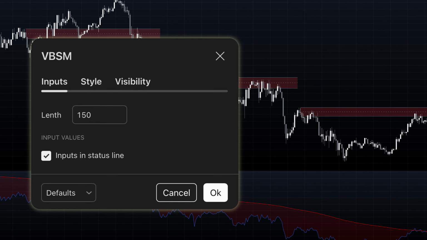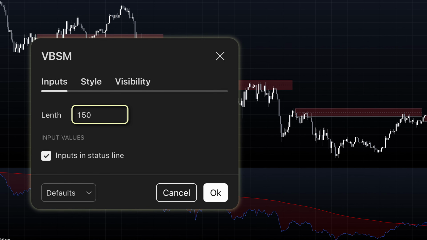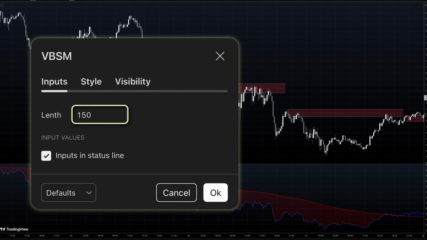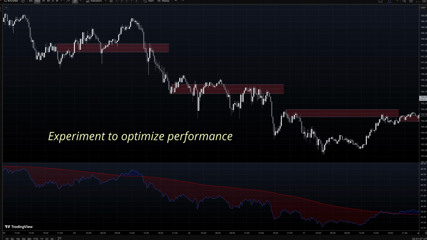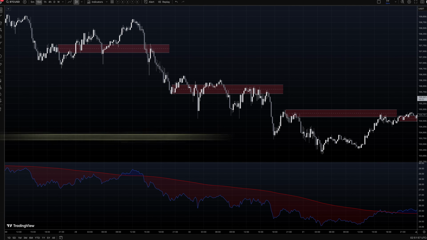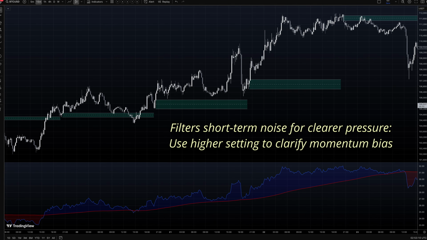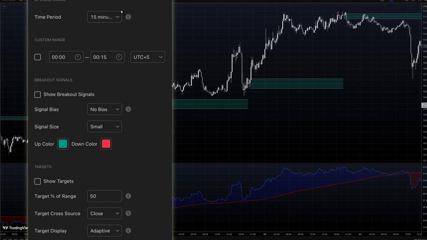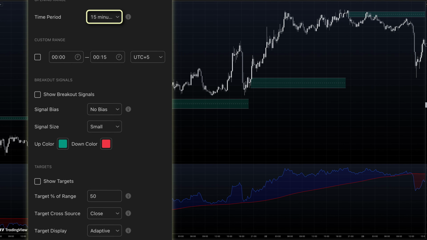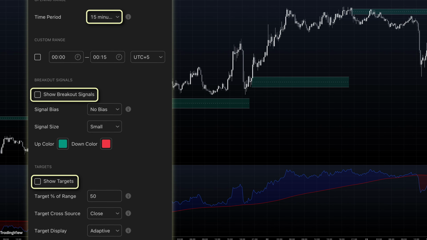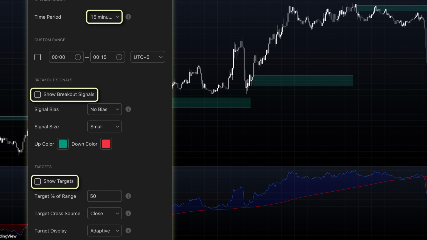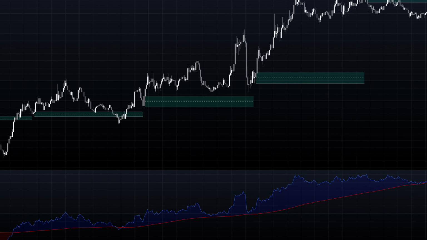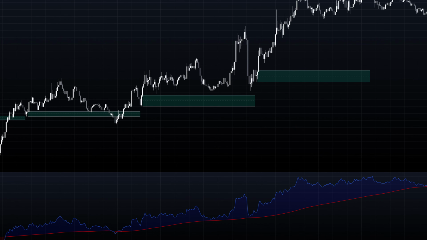To reduce market noise and make trend signals more reliable, we set the momentum indicator to a higher period. In this case, we're using a 150-period setting, though you're free to experiment with what works best for your market and time frame. A higher setting helps smooth out short-term fluctuations and gives us a clearer view of the dominant buying or selling pressure. For the ORB indicator, we're using the 15-minute range and turn off all breakout signals and price targets, keeping only the opening range box visible. This keeps the chart clean and helps us focus on structure and price action, rather than relying on automatic signals.